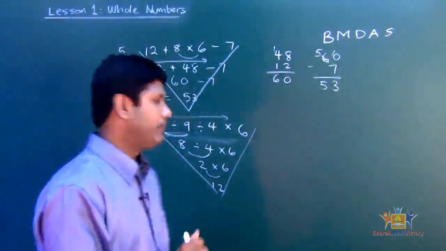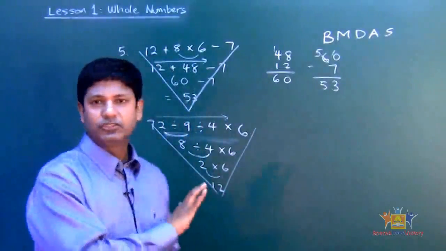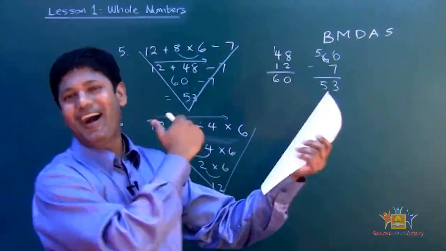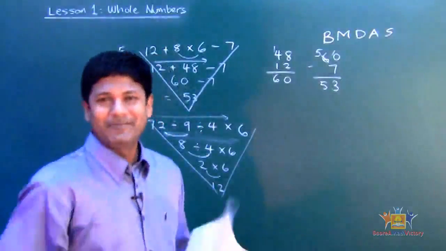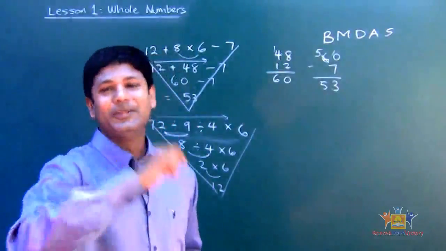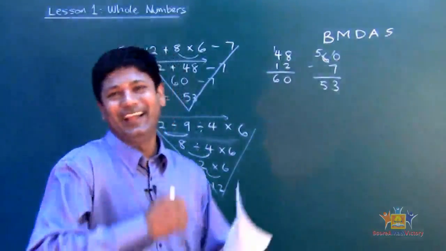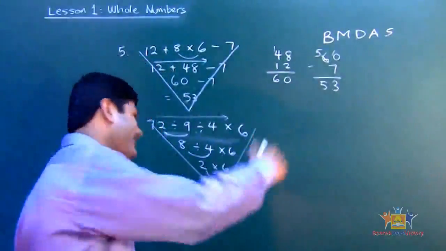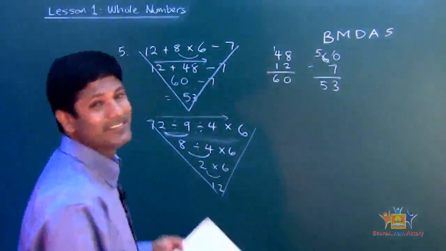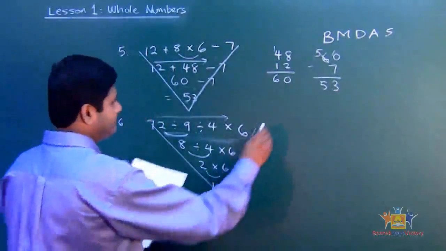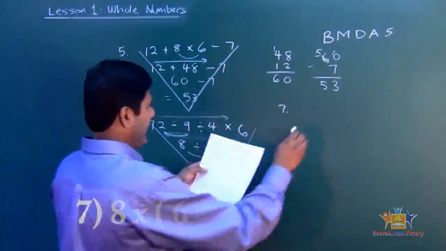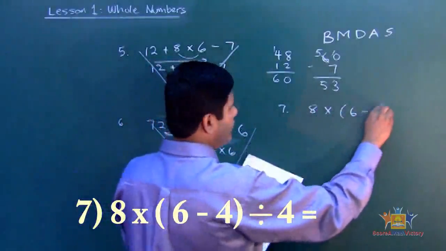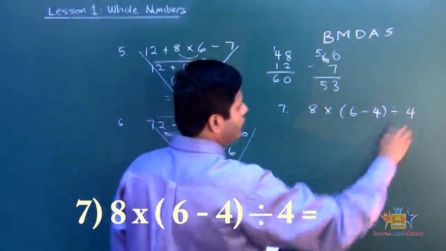So keep in mind, mathematics should never be difficult. It's going to be easy and fun. Fun, fun, fun. Mathematics is fun because why? You are with Score A Math Victory. Alright, my dear students, come back here now. Let's do problem number 7. We got 8 times 6 minus 4 divided by 4.